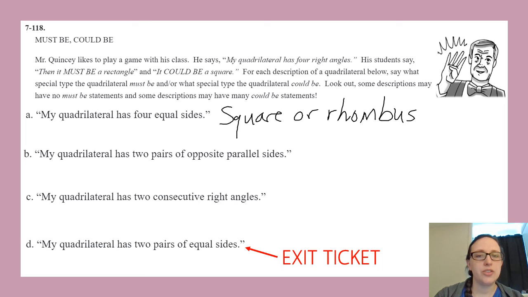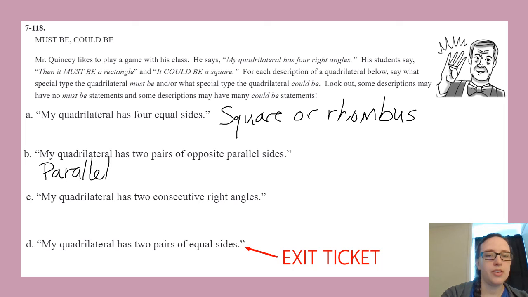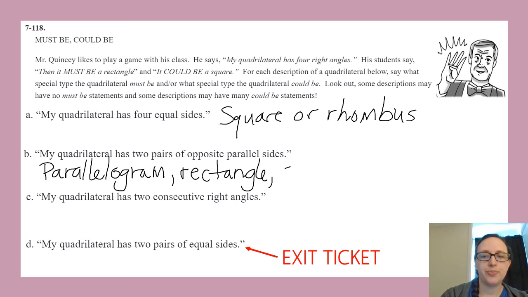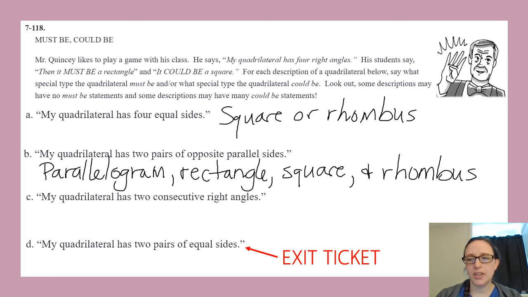My quadrilateral has 2 pairs of opposite parallel sides. So that is any of the parallelograms. Other parallelograms are rectangle, square, and rhombus. Cannot be a kite. Kites don't have any parallel sides. Can't be a trapezoid. Trapezoid only has 1 pair of parallel sides. This one says 2.